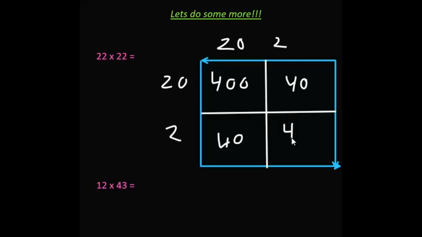Now we can add. 40 plus 40 equals 80. 80 plus 400 equals 480. 480 plus 4 equals 484. So the answer is 484. Okay, now let's erase all these numbers.